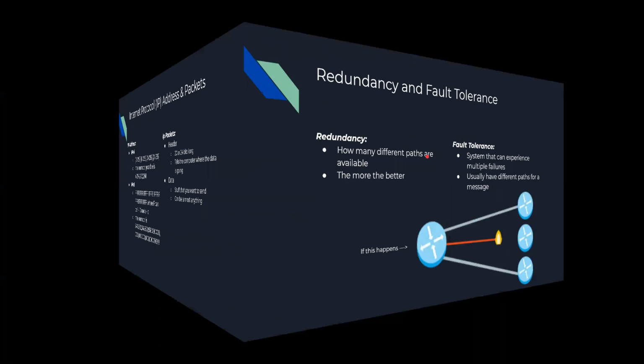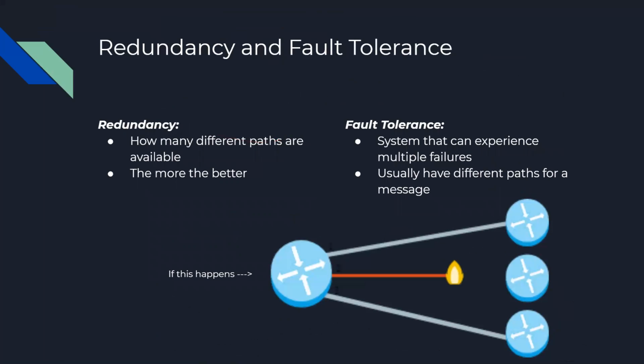So now there's redundancy and fault tolerance. Redundancy is how many different paths are available. Like here, this is one router. If this is the place you are trying to send to, but it automatically shuts down for some reason, then you can still send to here and here. If this wasn't there and this wasn't there, then you couldn't send your message to the other person, which is kind of bad. And always the more the better.